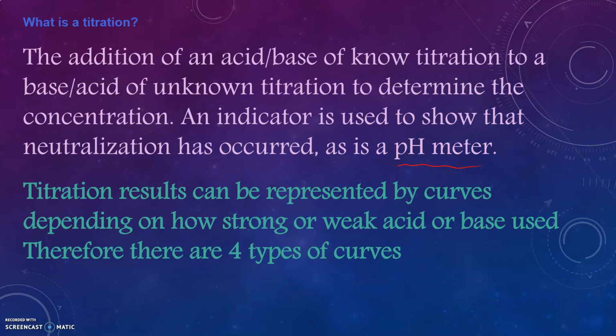So a titration result can be represented by curves. You can use the data from the titration, the results that you have. In analytic chemistry, you make the experiment more than once and you take the average reading for each attempt you make. Okay, this makes the result more accurate. So titration results can be represented by 4 different curves.